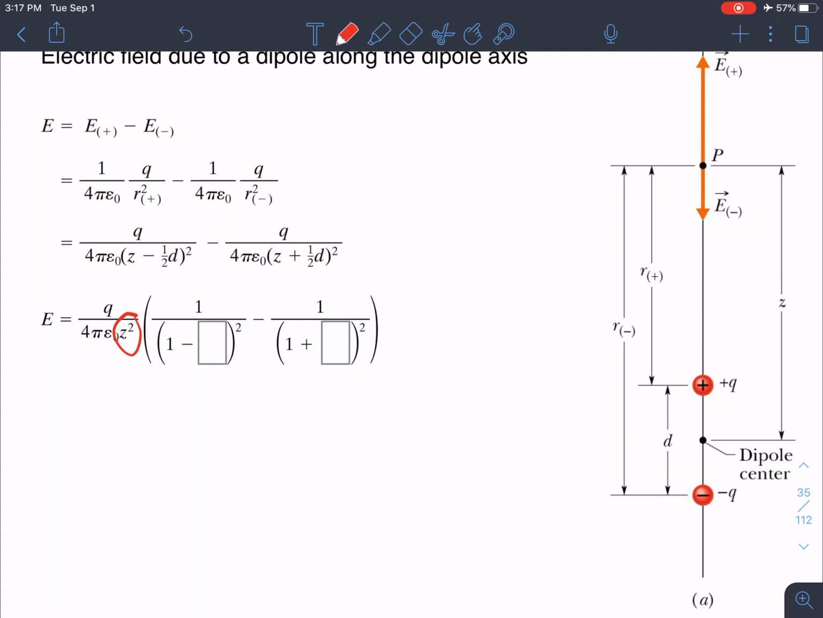That's the question. It's like a puzzle. I want to make this a little bit more interactive, so that's why I put those boxes in here. If z squared is out, what else should you put in those boxes? I want you to figure that out.